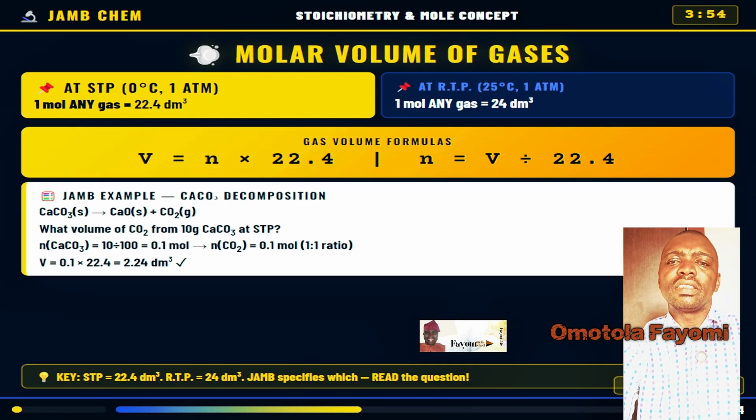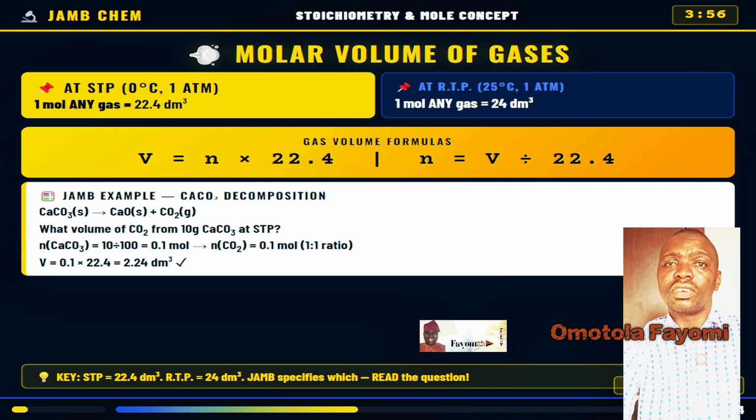Example: calcium carbonate decomposes to give carbon dioxide and calcium oxide. From 10 grams of calcium carbonate, the moles are 10 divided by 100, that's 0.1 moles. The equation is 1 to 1. So 0.1 mole of CO2 is produced. Volume equals 0.1 times 22.4. That gives 2.24 dm cube. Beautiful. JAMB will tell you whether to use STP or RTP.